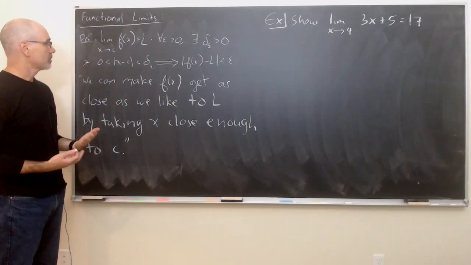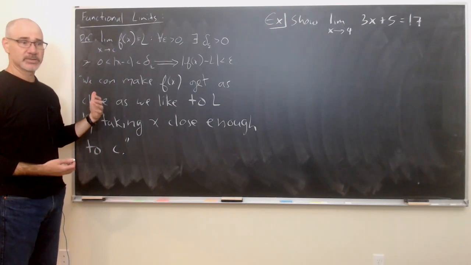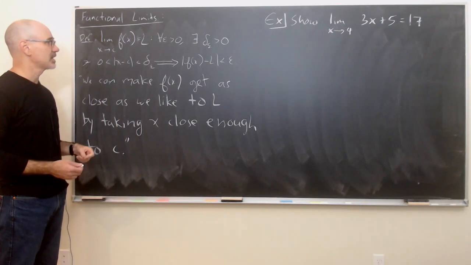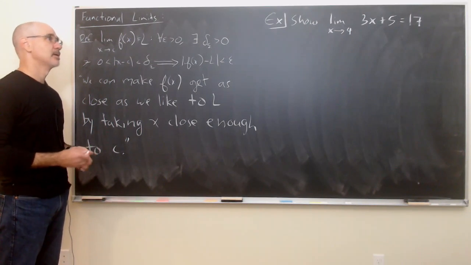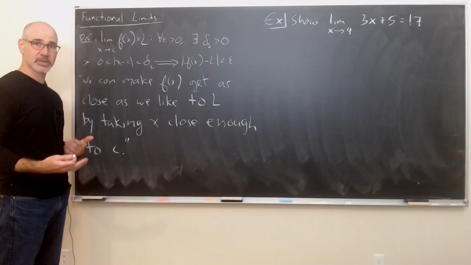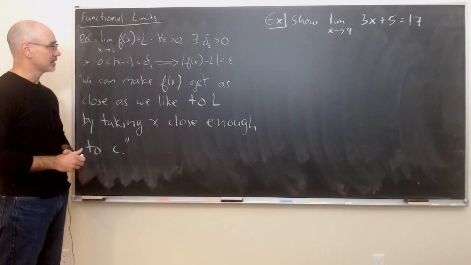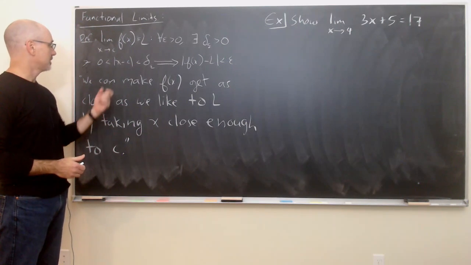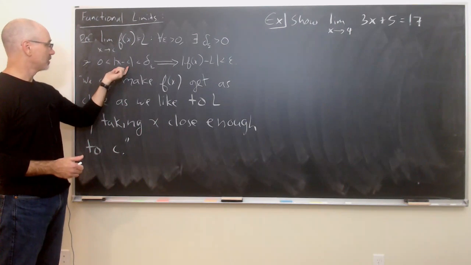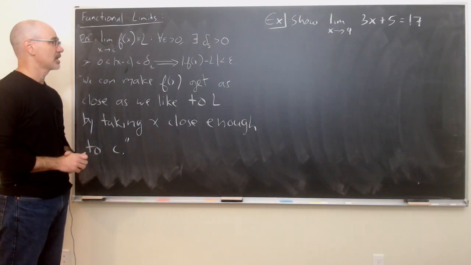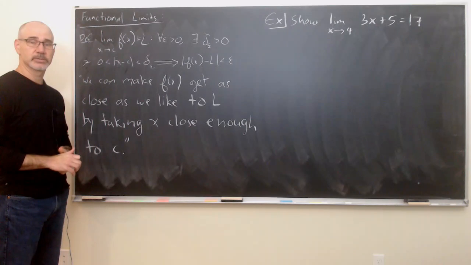So the formal definition, there's kind of a lot to it. It's very similar to the sequential limit definition, but instead of finding a capital N past which the sequence is close enough to its limit, we have to find a delta so that if x is that close to c, then f of x is close enough to our target L.